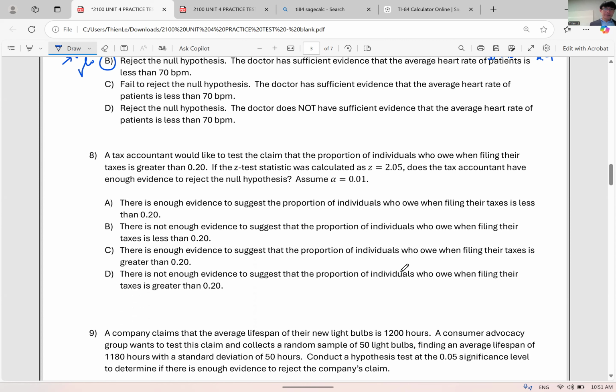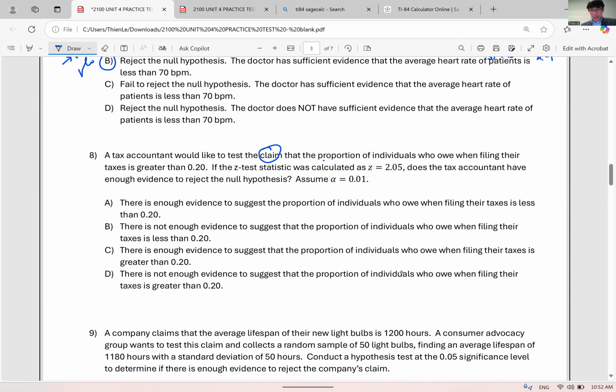So let's look at another problem here. A tax accountant would like to test the claim that the proportion of individuals who owe when filing taxes is greater than 0.2. If the test statistic is calculated to be 2.05, does the tax accountant have enough evidence to reject the null? Okay, let's look at this problem.